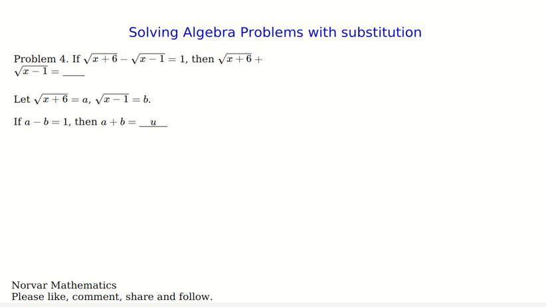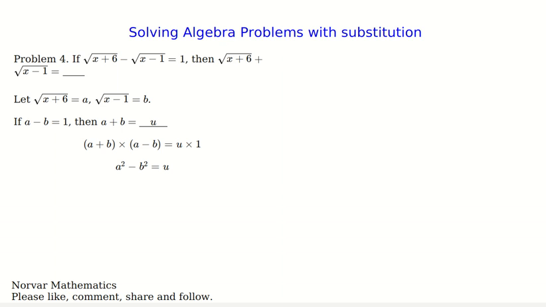Let the unknown result be u. We should think of the squared difference formula. Multiplication on the left is the same as multiplying on the right. A plus b times a minus b is equal to u times 1. Expand. A squared minus b squared is equal to u.